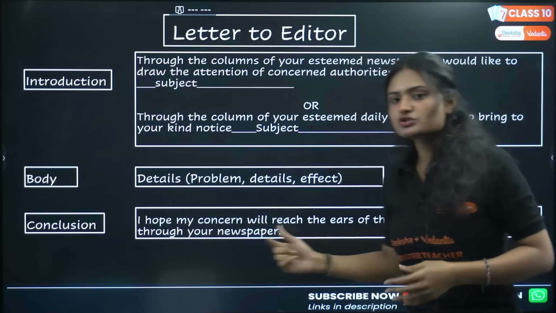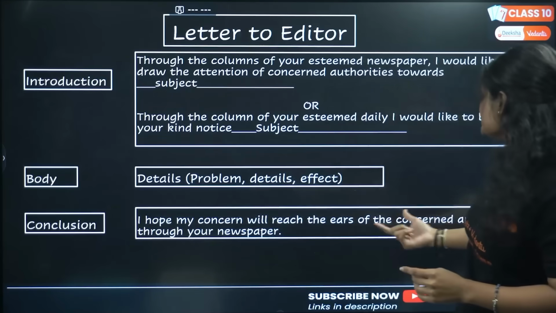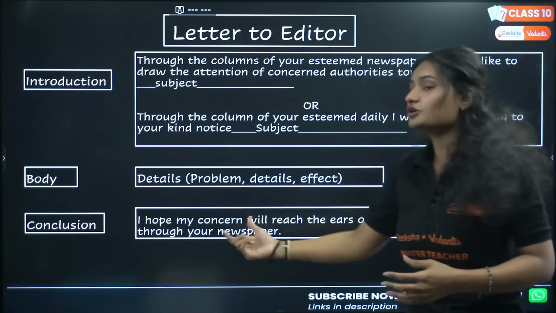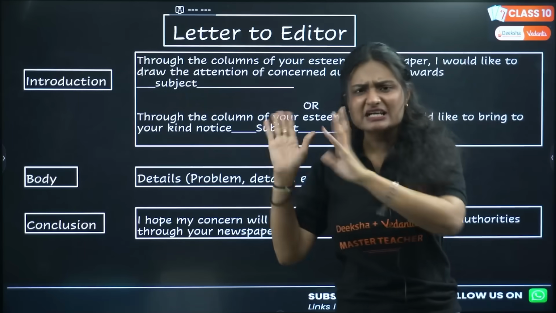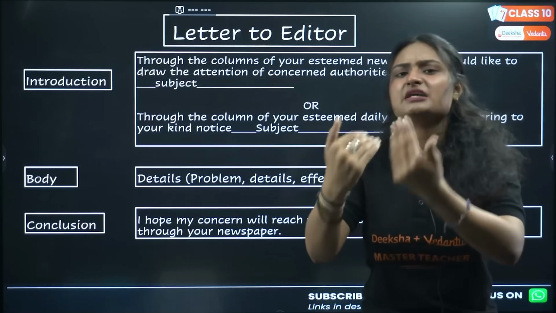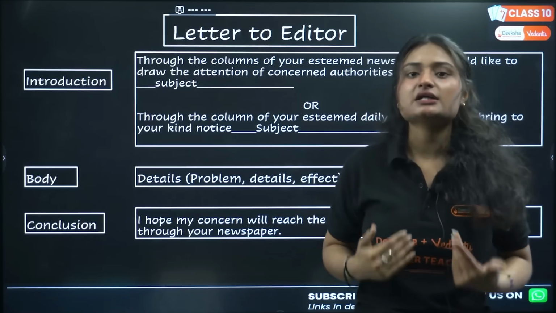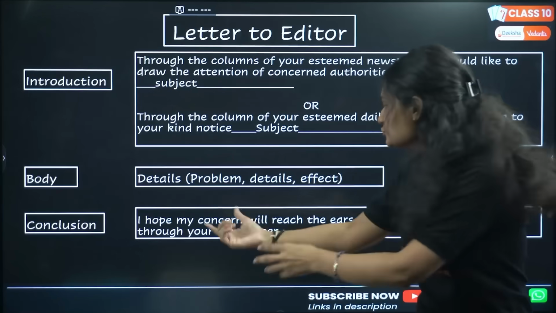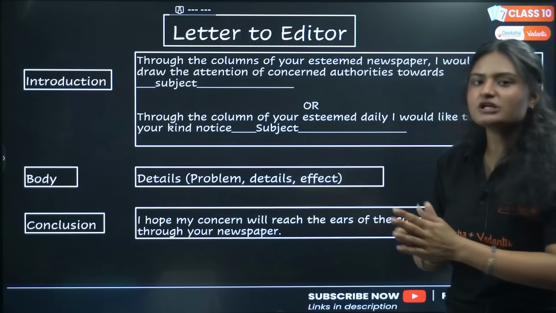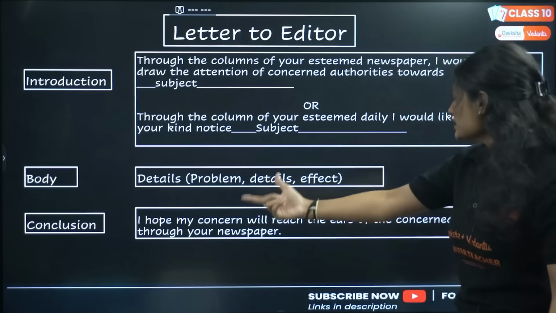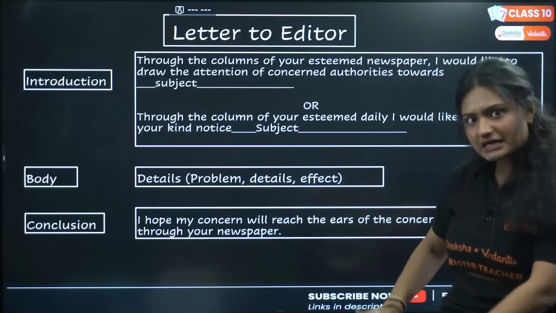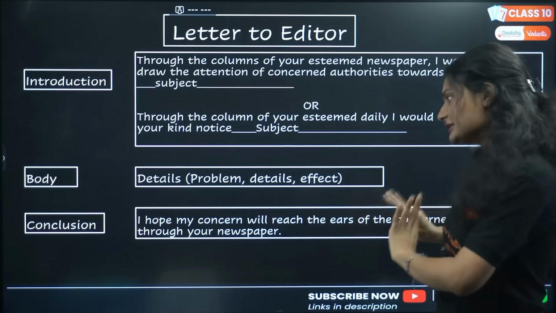Then in the conclusion, write this line: I hope my concern will reach the ears of the concerned authorities through your newspaper, right? Because the purpose of writing this letter is to make them publish your issue in their newspaper. So again, use this line. After that, write thank you, and then yours truly or faithfully, and then it's done.